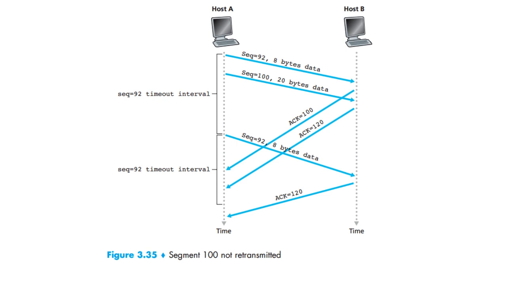an acknowledgement with the acknowledgement number 120. Host A therefore knows that host B has received everything up to byte 119. So host A does not resend either of the two segments.